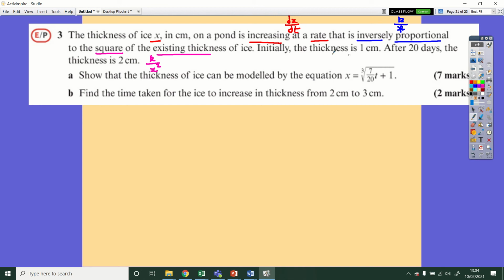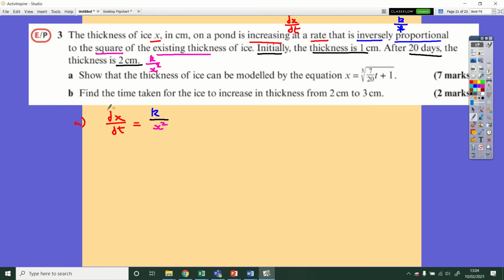And then we've got some initial conditions here. Initially we've got thickness is 1, and after 20 days the thickness is 2. So we're going to solve some equation, get to here. So we'll start by setting up our proportionality statement. We've got dx by dt. This is for part A, is inversely proportional. So it's k over x squared. And that's set up.